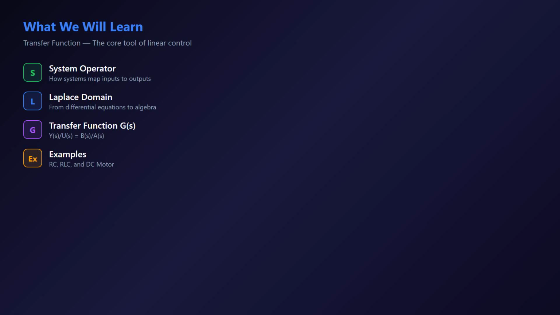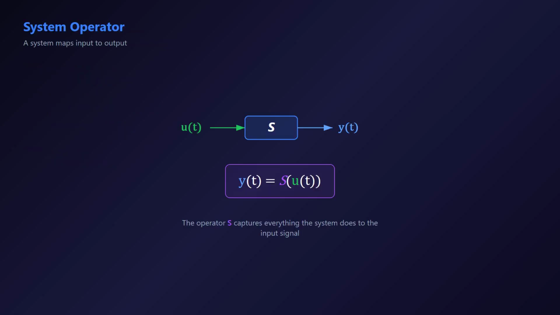In this lesson, we introduce the transfer function, a powerful tool that describes the input-output behavior of a linear system in the Laplace domain. Every dynamic system maps an input signal u(t) to an output signal y(t). We write this as y(t) equals S of u(t), where S is the system operator. The operator captures everything the system does to the input.